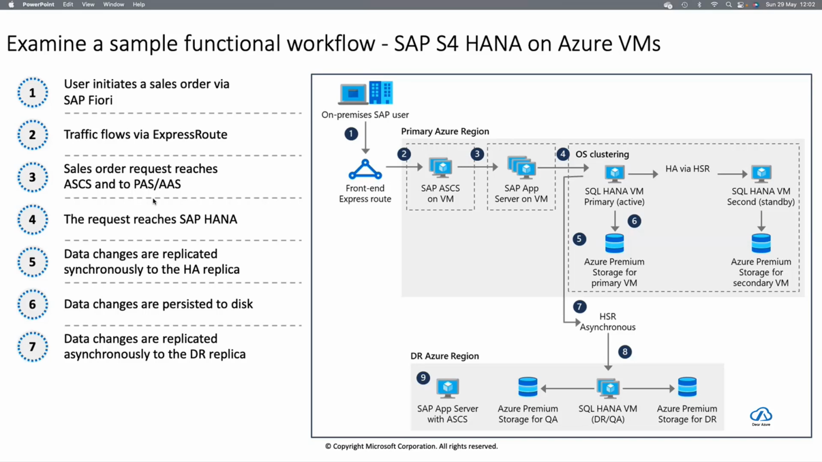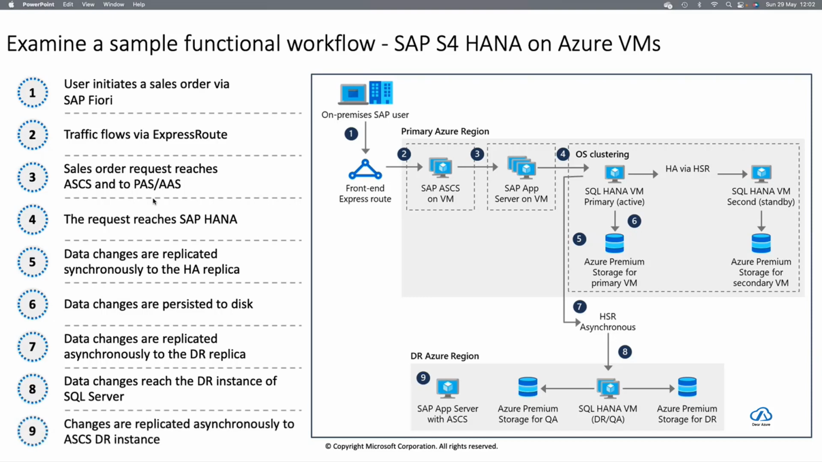We have the DR instance as well that we'll be putting on just to make sure that in case there's an outage, right? That's the design pattern which helps you to put up high availability. So the design pattern is that it reads the DR instance of SQL Server, and the changes are replicated asynchronously to the ASCS DR instance. So this is all you need to know, right?